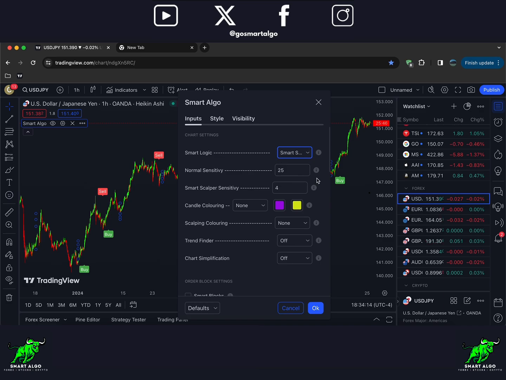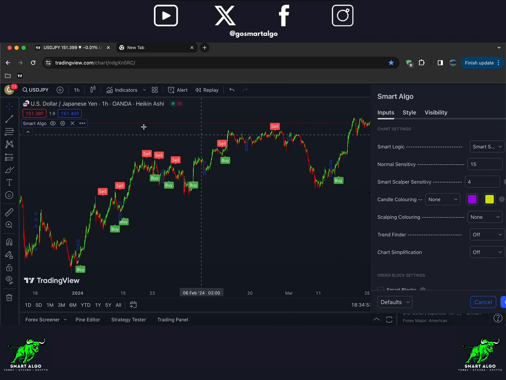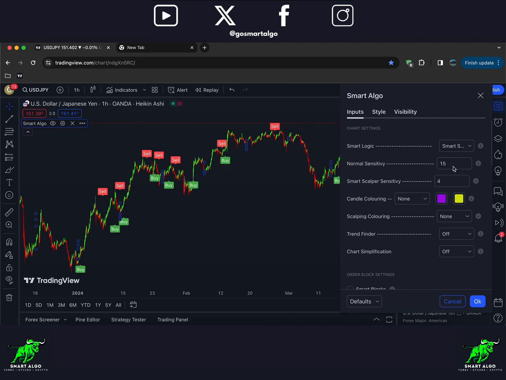So for the sensitivity, there's no good or bad sensitivity. What we would generally recommend is between 20 and 25. So what the sensitivity does is it shoots out quicker signals the lower the sensitivity is. So for example, if I turn this down to 15 and let it load up real quick, as you can see, we're getting way more signals. So the whole point of sensitivity is overall more confirmation.